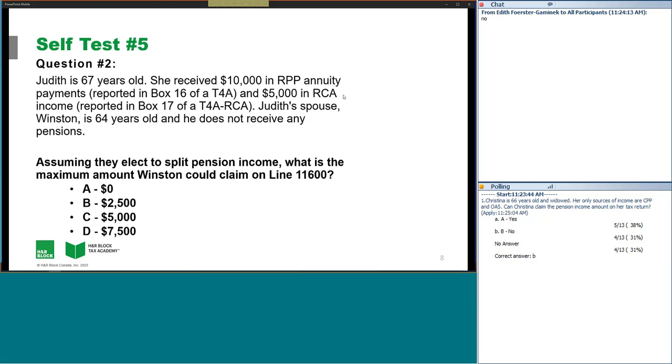Judith is 67. She received $10,000 in an RPP annuity payment. That's reported in box 16 of a T4A. As soon as you see anything with pension, pull out your facts and figures pension checklist. It's very helpful. She received $5,000 in RCA income, which is reported in box 17 of a T4A RCA. Her spouse is 64 and he doesn't receive any pensions. And then assuming that they elect to split the pension income, what is the maximum amount Winston could claim on line 11600? So what is the maximum that can be split in this scenario?